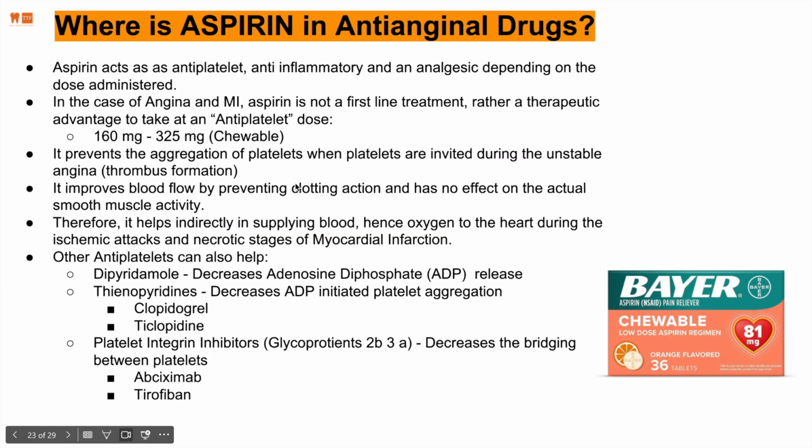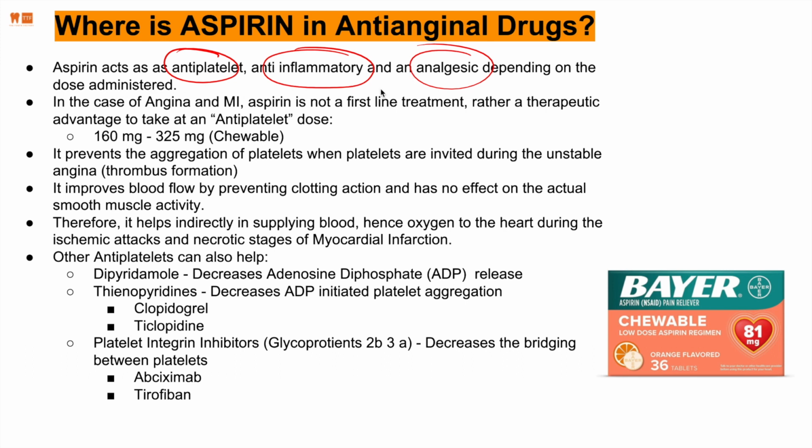Where is aspirin in anti-anginal drugs? Well, aspirin acts as antiplatelet, anti-inflammatory, analgesic, correct? But it depends on the dose that it's administered in. In the case of angina and myocardial infarction, aspirin is not the first line of treatment. However, it's a therapeutic advantage that it provides as an antiplatelet, with a 160 milligram to 325 milligram chewable tablet.